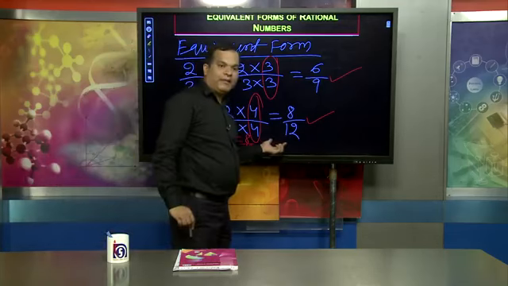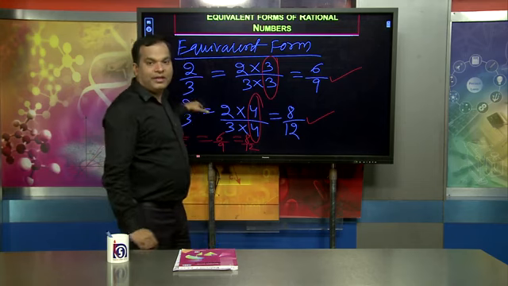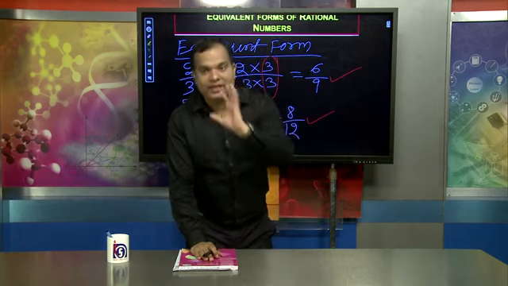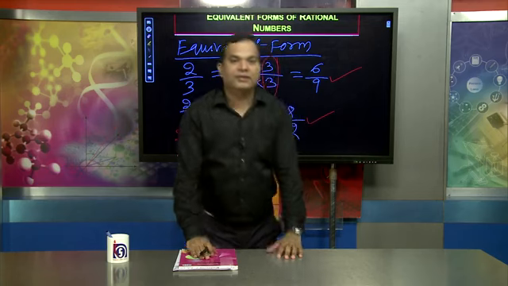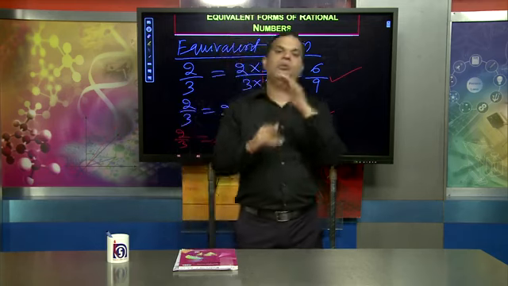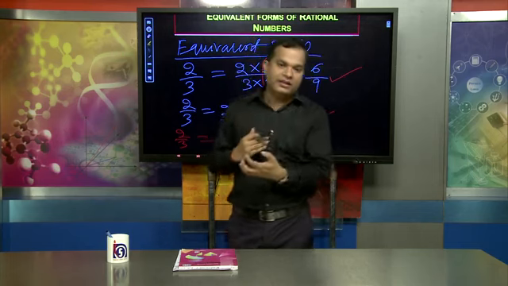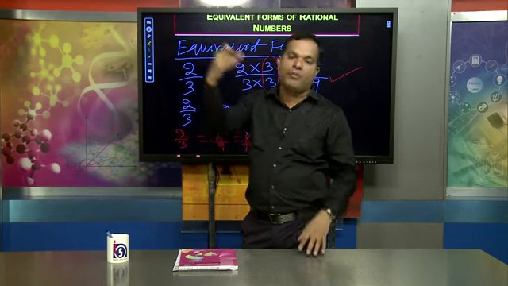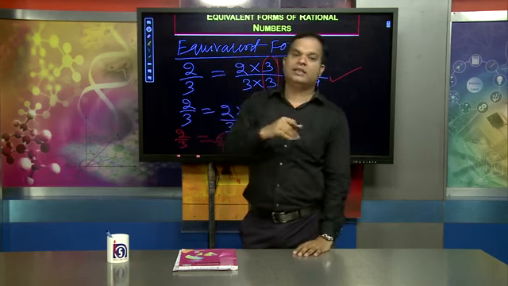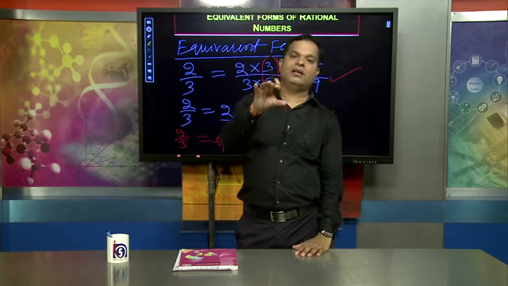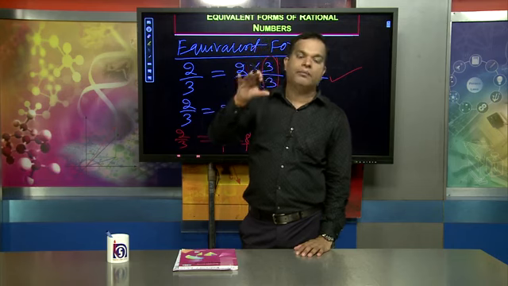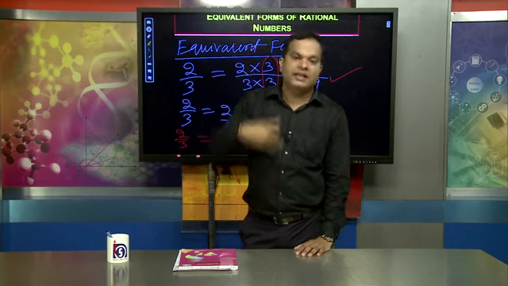Similarly, if you multiply by 5, you will get 2 into 5, 10 by 15. So there will be an infinite number of equivalent forms you can get from a particular rational number. Very simply, if you multiply both the numerator and denominator by a constant quantity, then you will find various equivalent forms of a rational number. And the important thing is that from one rational number, we can create and generate infinitely many equivalent forms.